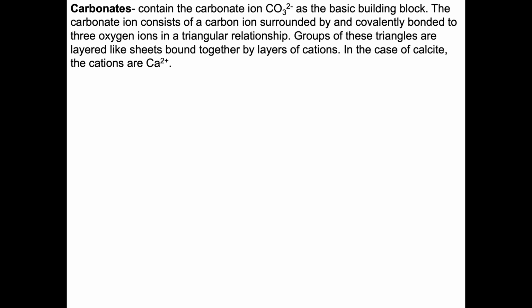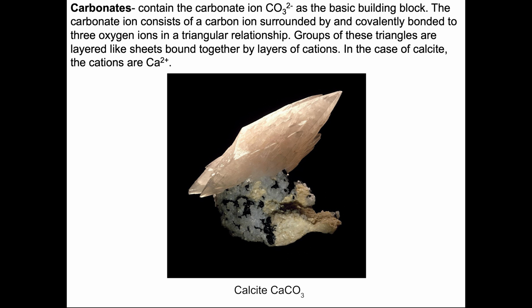Carbonates contain the carbonate ion CO3 2- as the basic building block. The carbonate ion consists of a carbon surrounded by and covalently bonded to 3 oxygen ions in a triangular relationship. Groups of these triangles are layered like sheets bound together by layers of cations. In the case of calcite, the cations are calcium 2+.